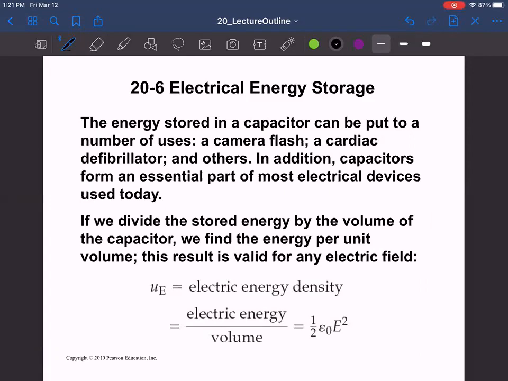Electrical energy stored in a capacitor can be put to a number of uses. Like I was saying earlier, camera flash, defibrillator, that's one of the example problems. You have to be very careful with them because they are not current regulated. So even if a capacitor doesn't have 100,000 volts on it, like a stun gun would, it can kill you because it doesn't have a limited amount of charge. It can just pump it all through you at once really fast. So they are very dangerous.